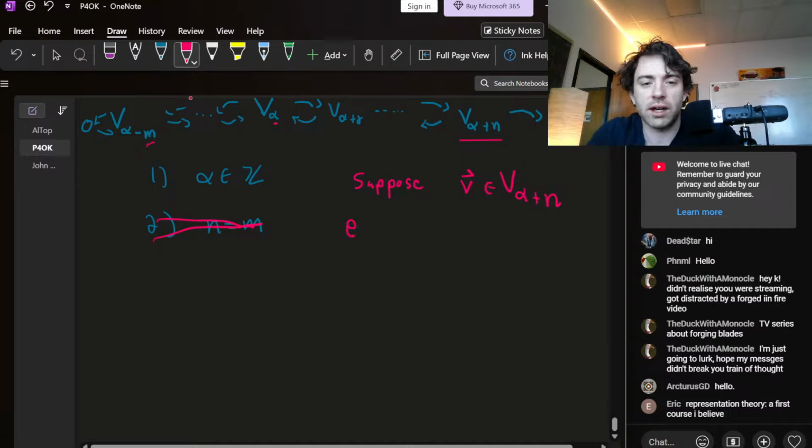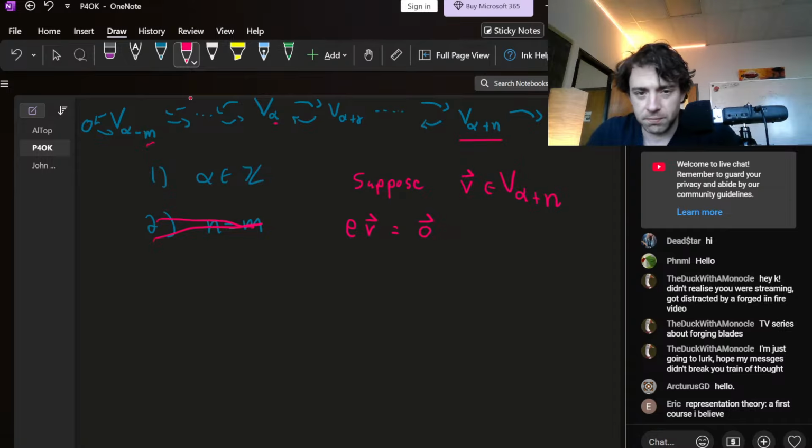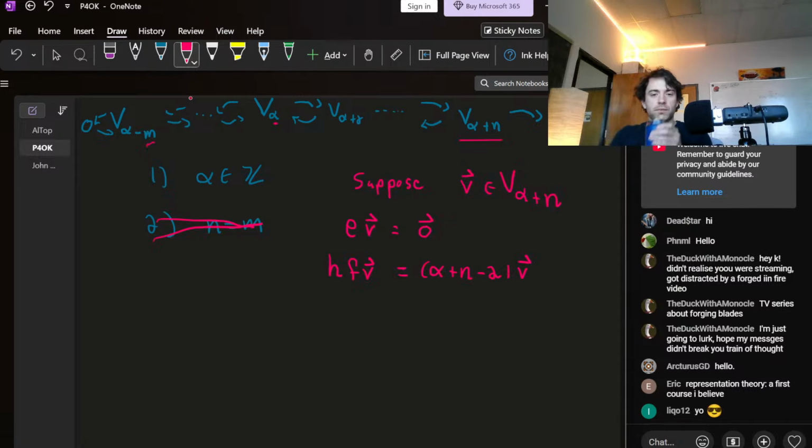We know that EV, instead of writing the representation, I'm just going to write it as the action by the matrices. So we know that EV is the zero vector. We know that H of FV is going to be alpha plus n minus 2 times V. And what else do we know?